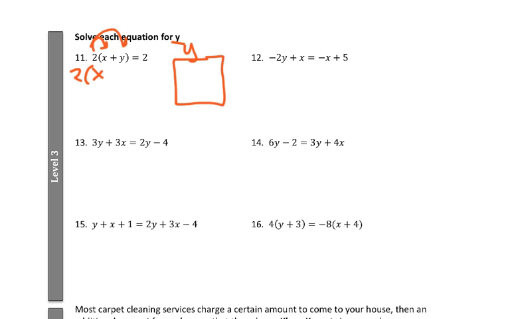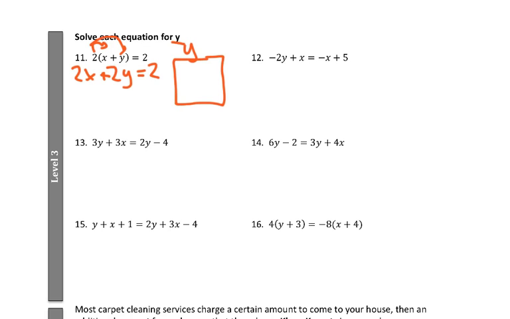Oh, actually, sorry. What I wanted to say is there are 2 different ways to solve this. Let me show you the 2 different ways. The first way is to Santa hat this stuff. So we have 2x plus 2y equals 2.